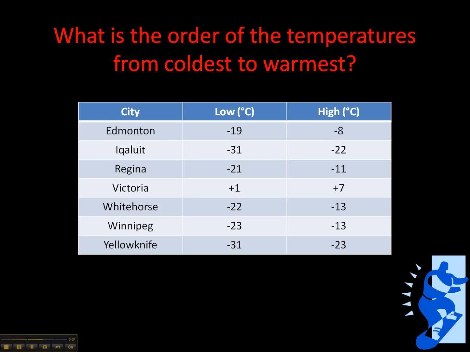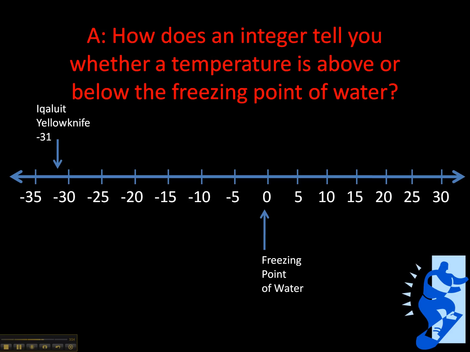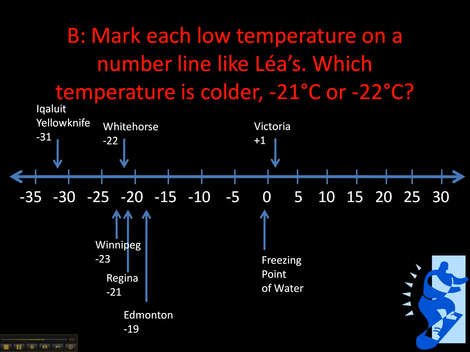Welcome back. I hope you had a chance to mark those temperatures down on your list. Let's take a look at what that looks like. I put Whitehorse up here at minus 22 and Winnipeg at minus 21. Regina is getting kind of squishy in here, minus 21. Winnipeg was minus 23. Edmonton is minus 19. Victoria is the weird one up here.